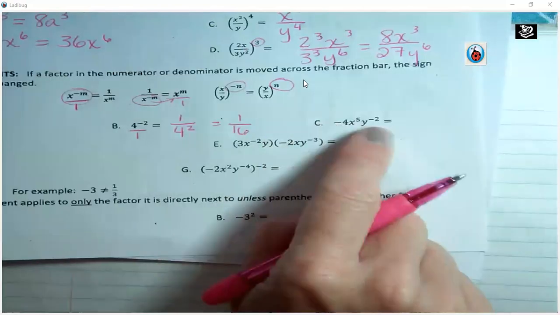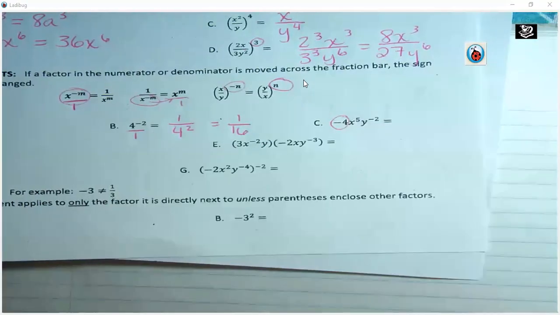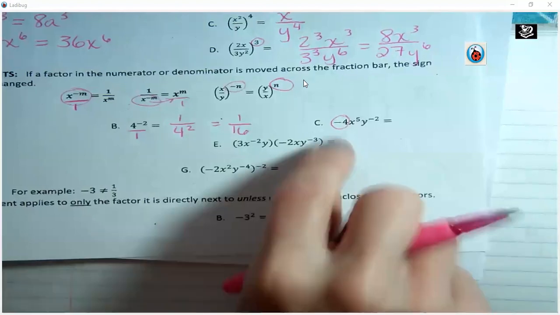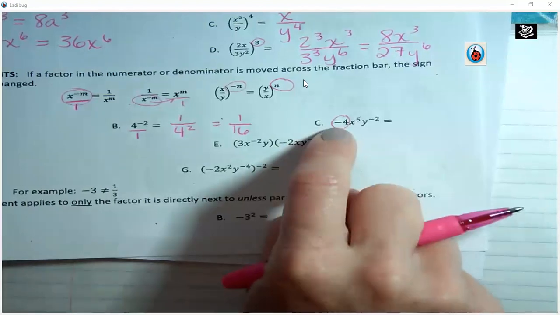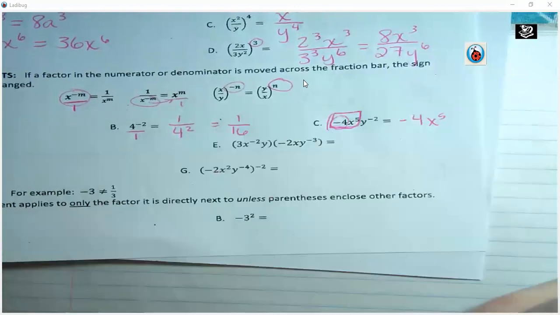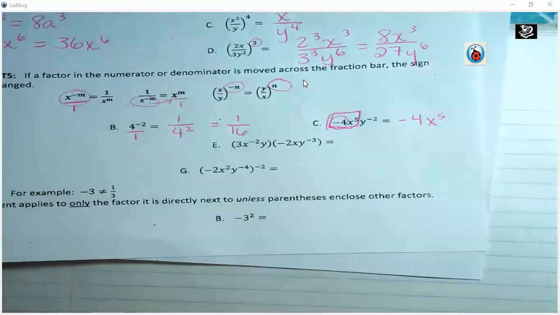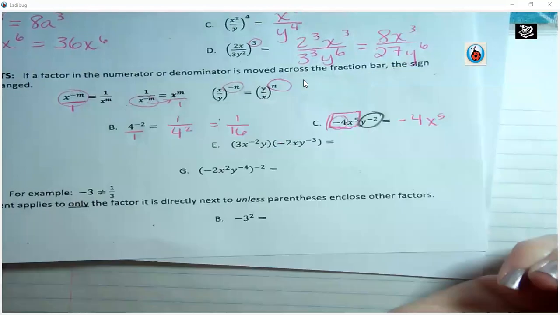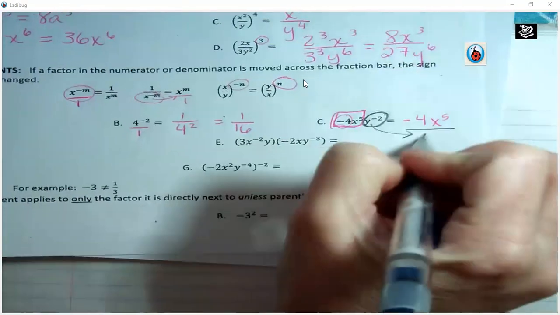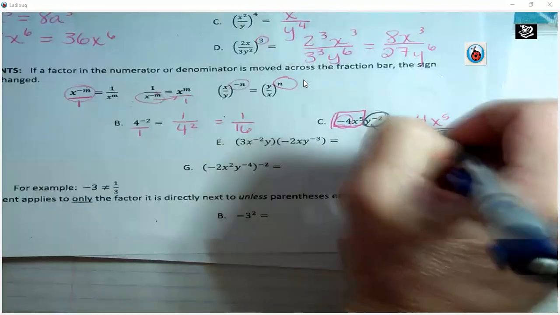This one always throws students off. We only move negative exponents. Is -4 an exponent? No. Okay. So -4 x to the 5th, all of this, all of that stays the same. The y is what needs to move. And it's in the numerator, so it's going to move to the denominator. So y to the 2nd on the bottom. You only move things with negative exponents.